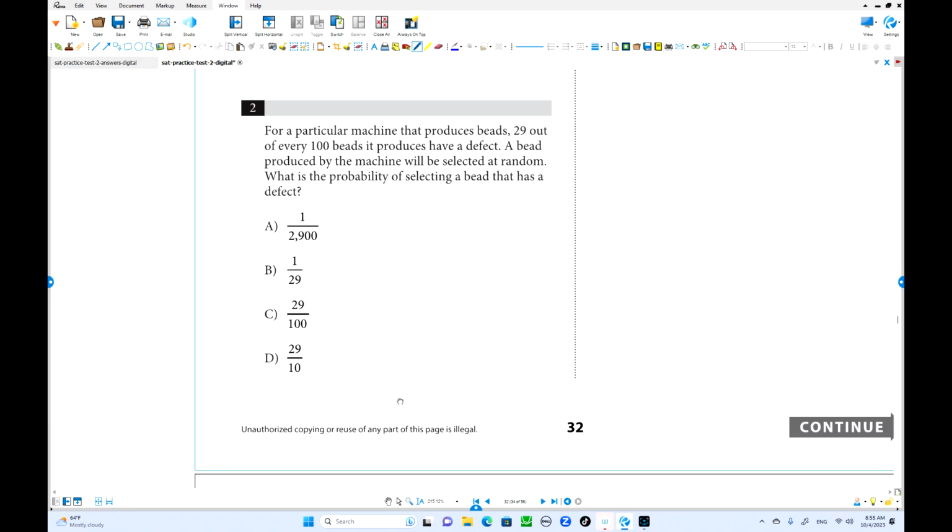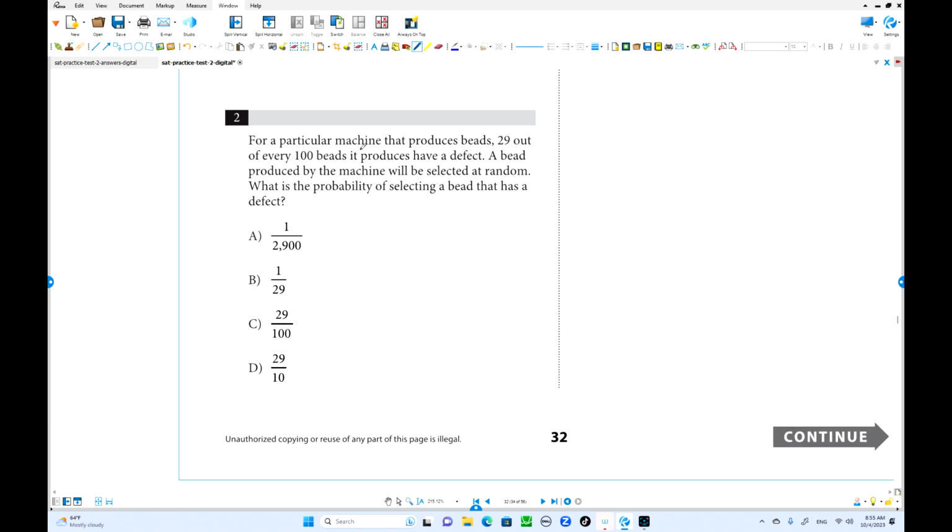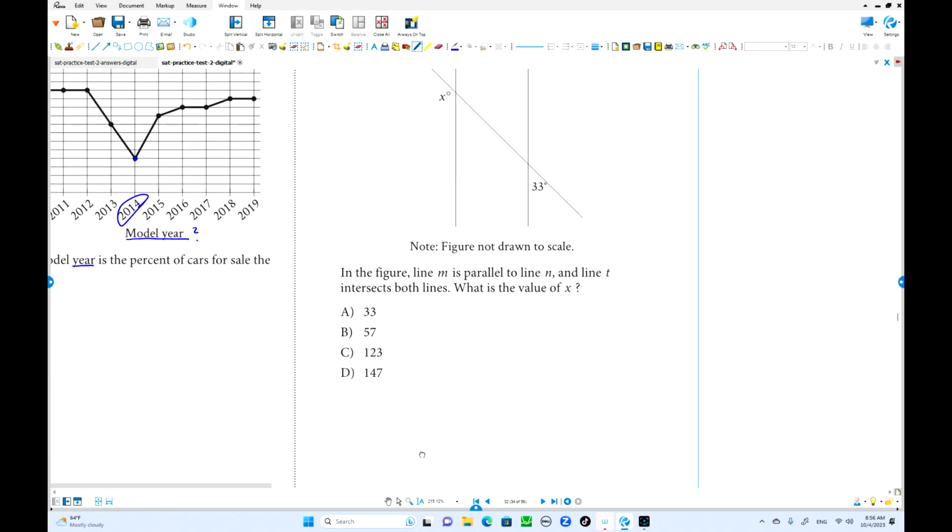Number 2, a particular machine that produces bits, 29 out of every 100 is defective. The probability is 29 over 100 is defective. Okay. If a bit produced by the machine will be selected at random, what is the probability? That's the answer, okay? All right. So 29 over 100, that's the probability.